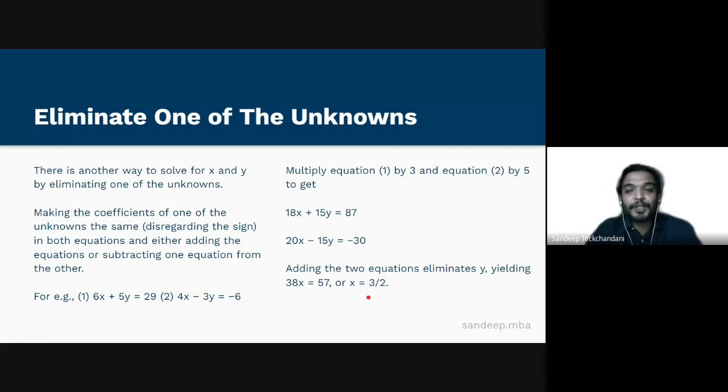Finally, substituting 3 upon 2 for x in one of the equations gives the value of y is equal to 4. These answers can be checked or verified by substituting both the values into both of the original equations.